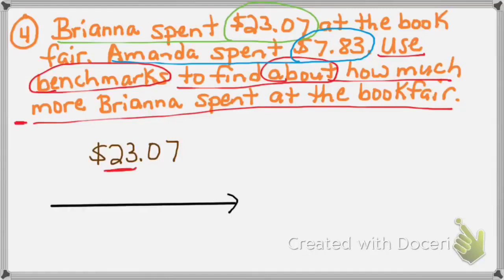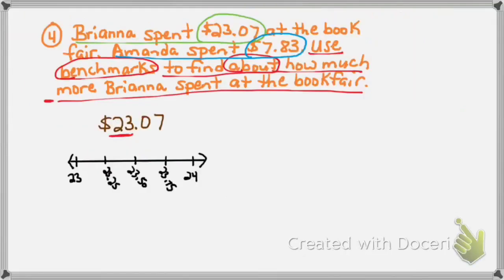My whole number is 23, so here's my number line. My first number is 23. My next number, 23 plus 1, is 24. Divide that line in half, and each section in half again. So $23 plus a quarter is $23.25, plus another quarter is $23.50, plus another quarter is $23.75. So what benchmark do you think $23.07 is closest to?